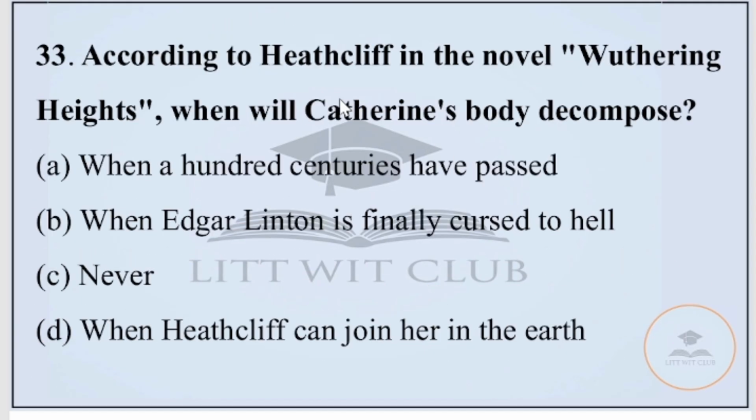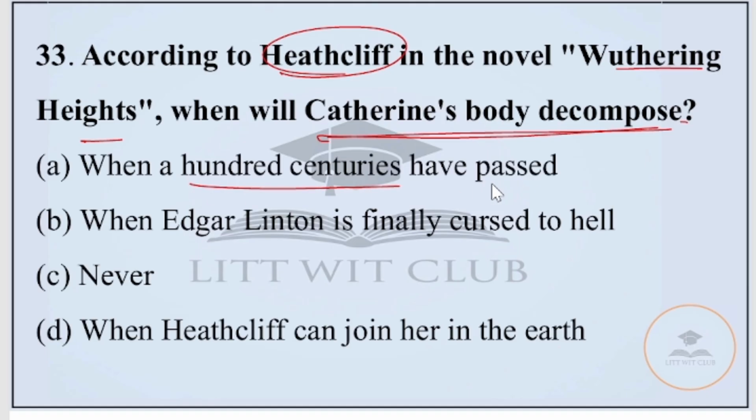Question number 33. According to Heathcliff in the novel Wuthering Heights, when will Catherine's body decompose? Options are when 100 centuries have passed, when Edgar Linton is finally cursed to hell, never, or when Heathcliff can join her in the earth.